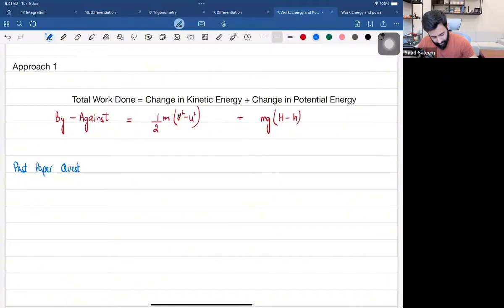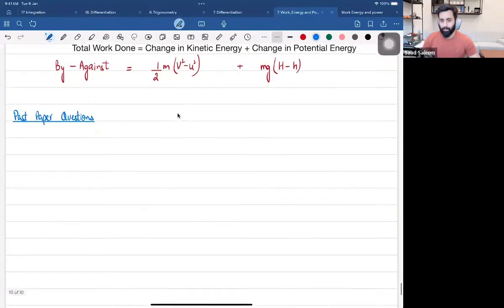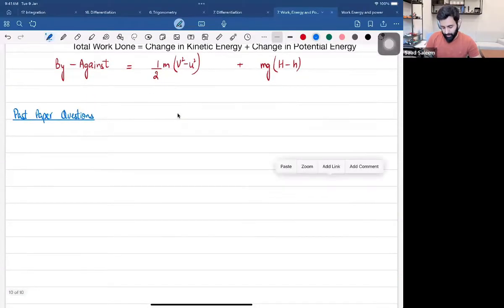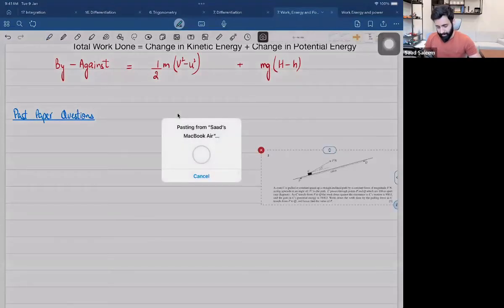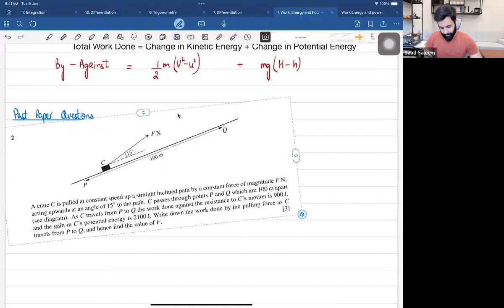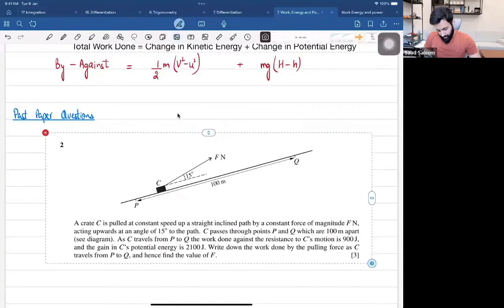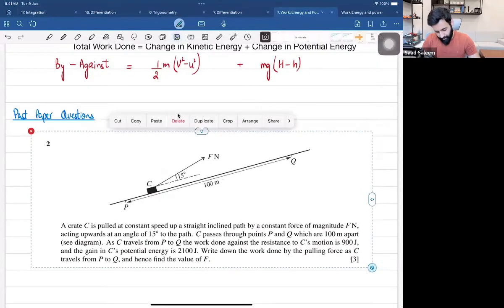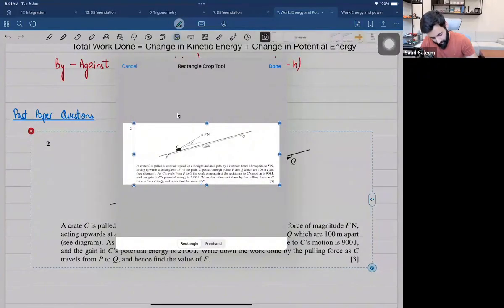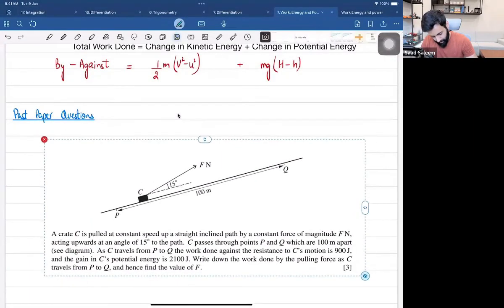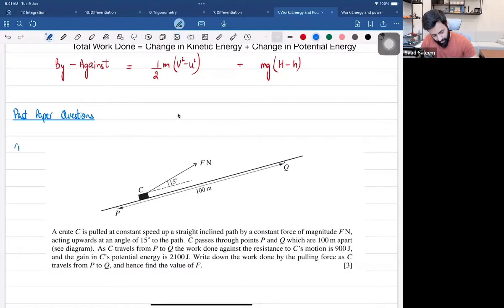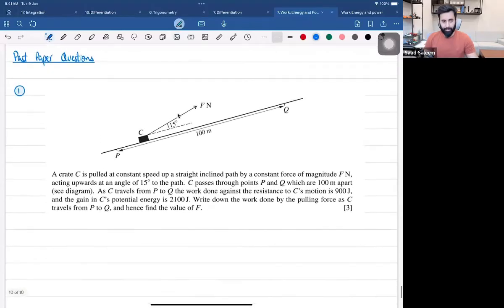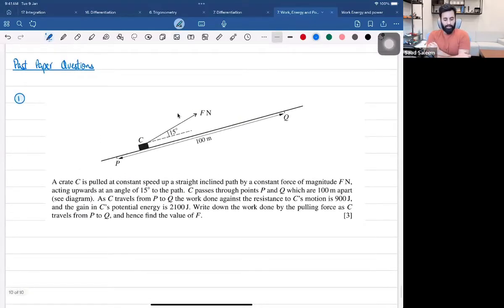Now, sometimes you will notice that the question will explicitly ask you to use the work energy principle. Sometimes it won't. So if it explicitly asks you, then you have to use the work energy principle. If it doesn't, then it's up to you. So here it is. Here's a past paper question, which we're going to solve together. Let's see what it says.